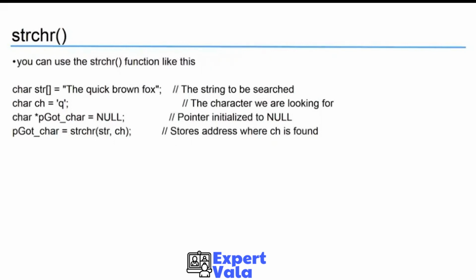Then we call strchr. We pass in our string, which is "the quick brown fox", and we pass in our single character, which is q. What's going to happen is it's going to look inside "the quick brown fox", and the first time it finds a q, it's going to return the address of that q. So pGotChar is really going to be pointing to index 4 of str, because t is index 0, h is index 1, e is 2, space is 3, q is 4. So pGotChar is going to point to q in "the quick brown fox", and so you can see exactly where that character starts in that string.